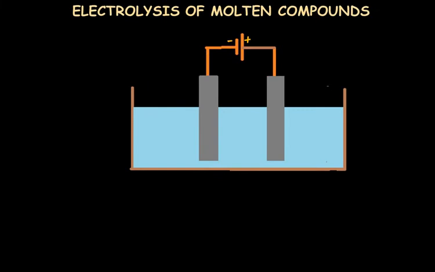Now let's understand the electrolysis of one of the most common molten compounds, that is lead bromide. Lead bromide is PbBr2, which on electrolysis decomposes into its elements, that is lead and bromine, and here is the overall reaction. But during electrolysis, what happens?